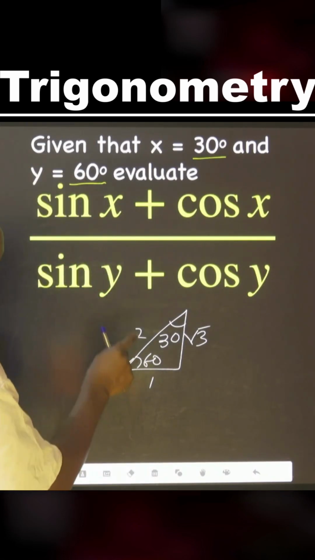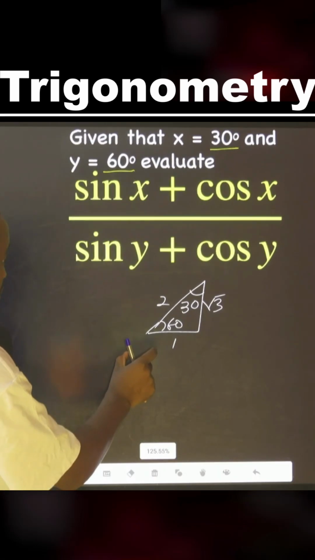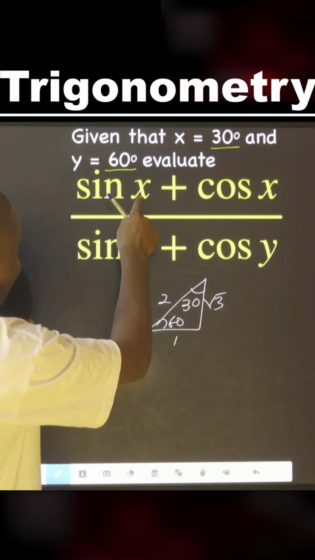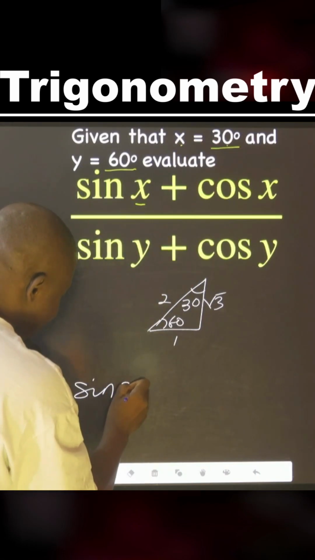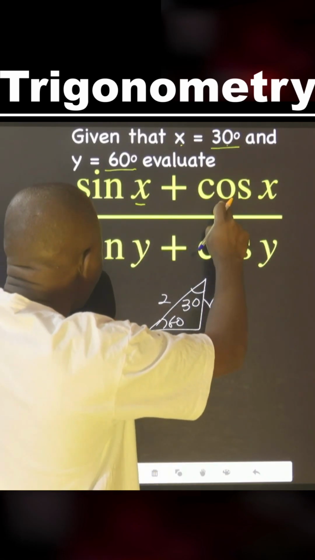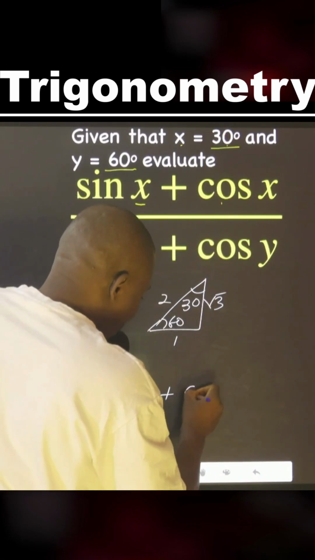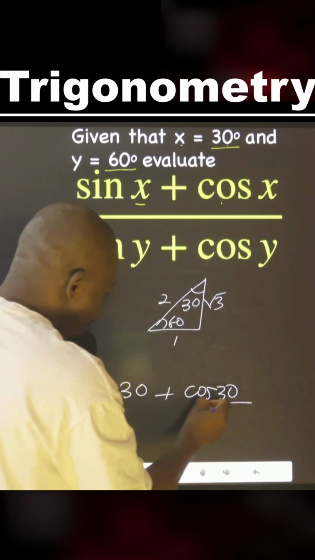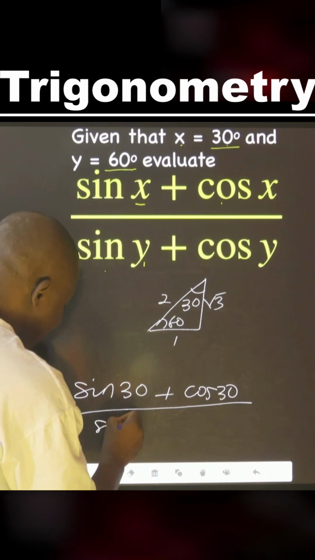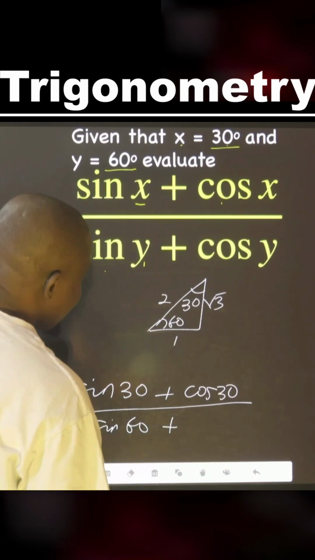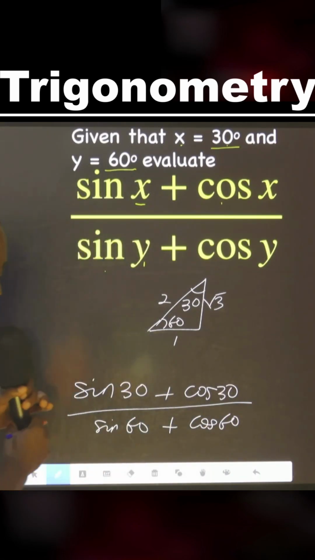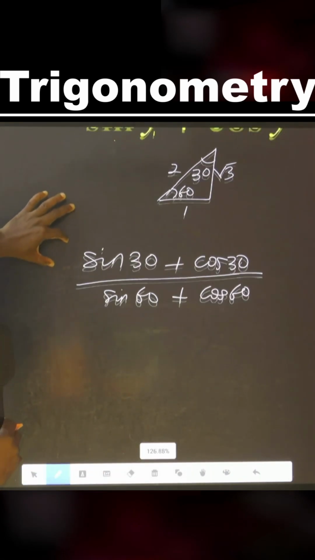So, now that I remember the diagram, that is the first thing I will do. I will come back here to put sine. They say sine x, and x is 30. I will put sine 30 plus cos x, another 30, cos 30, all over. They say sine y, that is sine 60, plus cos y, that is cos 60. So that is the second thing I will do.